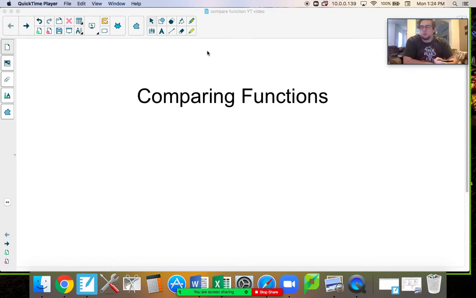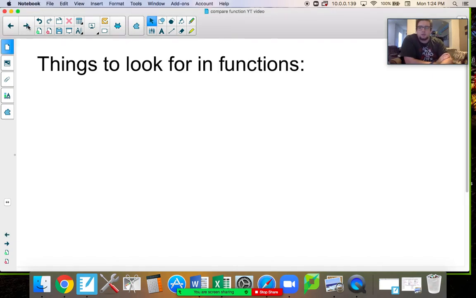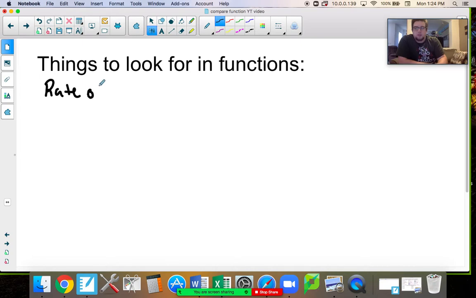All right, so comparing functions is what our topic was for class today. And when we're comparing functions, there's a few things that we want to look for within functions. The first thing, you want to identify rate of changes, slopes, whatever you want to call them. Rate of changes and slopes of each of your functions. So, if there's multiple functions, you want to figure out all those rate of changes and slopes.